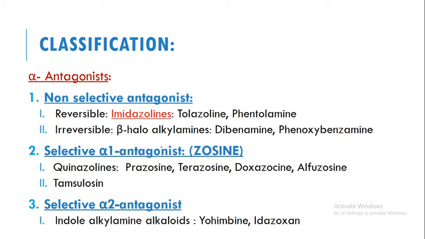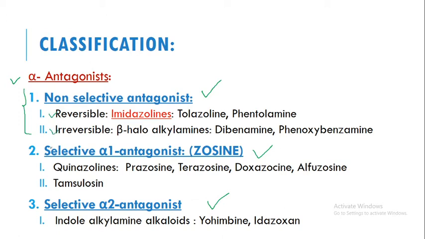If we look at the classification, first is alpha antagonist, which is divided into three main parts. One is non-selective, second is selective alpha 1 antagonist, and third is selective alpha 2 antagonist. Non-selectives act on the alpha 1 as well as the alpha 2 receptor as antagonists. Again, one is reversible, another is irreversible.